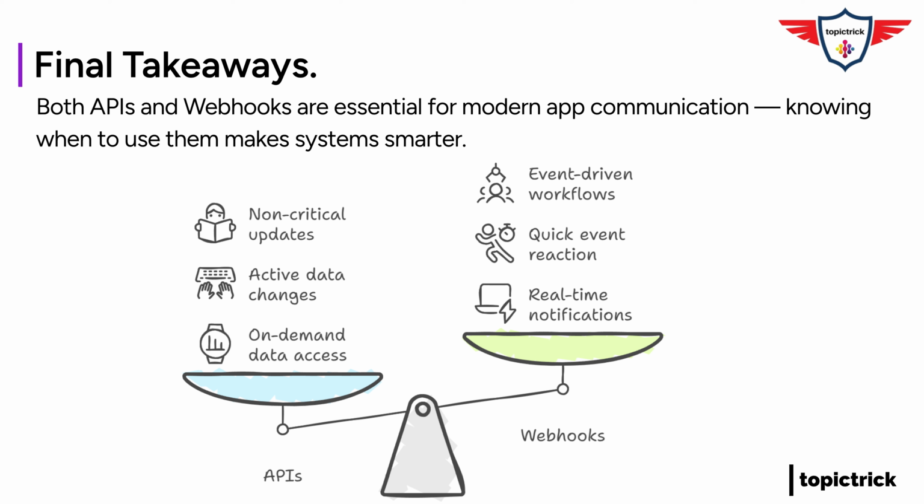Okay, so the big takeaway for everyone listening is this. API is about asking, webhook is about being told. Simple as that. Exactly. And by understanding that difference, you can start to see why different apps communicate in certain ways, and you can make better decisions about when to use each method.